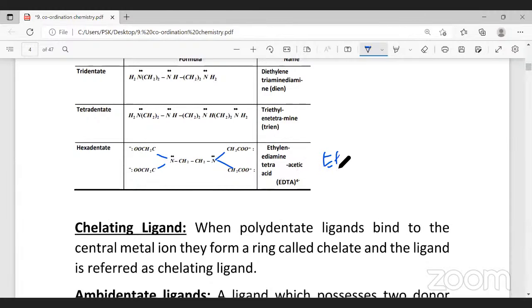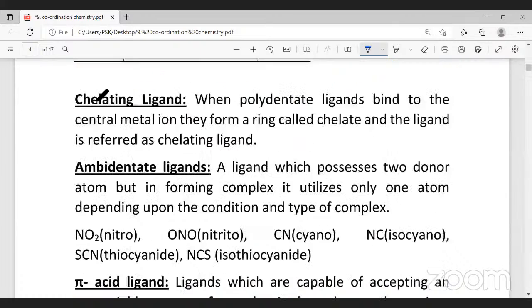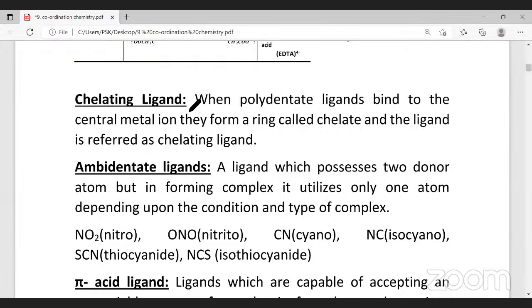It is called ethylene diamine tetraacetate ion. So here you can see two nitrogen atoms donating two pairs of electrons, and four oxygen atoms. Totally six pairs of electrons are donated. Therefore, it is called hexadentate. And we learned what are chelating ligands. Ligands which can bind to the central metal atom to form a ring are called chelating ligands. And we learned the ambidentate ligand, which possesses more than one type of donor atom.